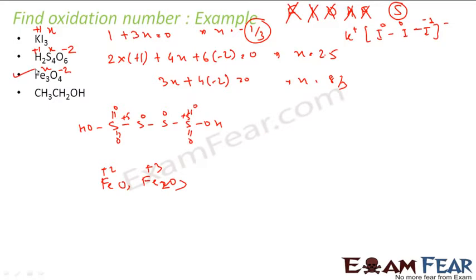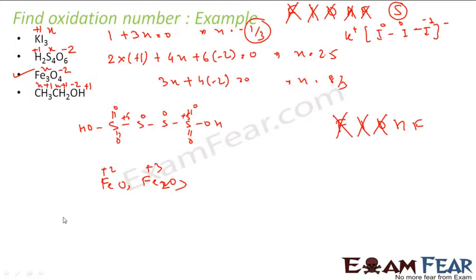Okay. Next we have CH3CH2OH. Let's again try to find the oxidation state. We have the formula, right? Free elements we can apply, iron we can't apply, oxygen yes we can. So let's put minus 2 here. Hydrogen we can, right? So plus 1, plus 1, plus 1. We have carbon remaining, so let's take carbon as X.